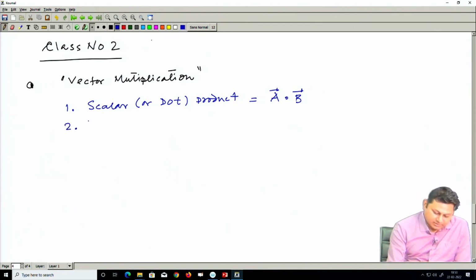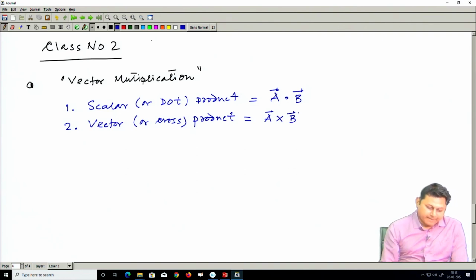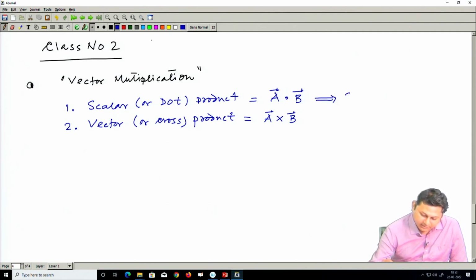Next, the vector or cross product. In cross product, we write this A cross B. Mind it, the resultant of the dot product is a scalar. The outcome of the cross product is a vector.